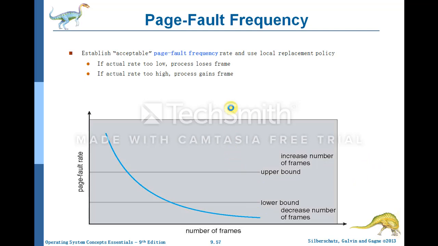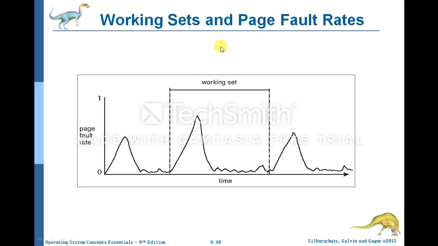So next, working sets and page fault rates. In this graph, you can compare it to what you see when you open the Task Manager. If you open the Task Manager, you can see a graph like this. Going up is the page fault rate, and moving to the right is the time. So at this part, this is your working set.